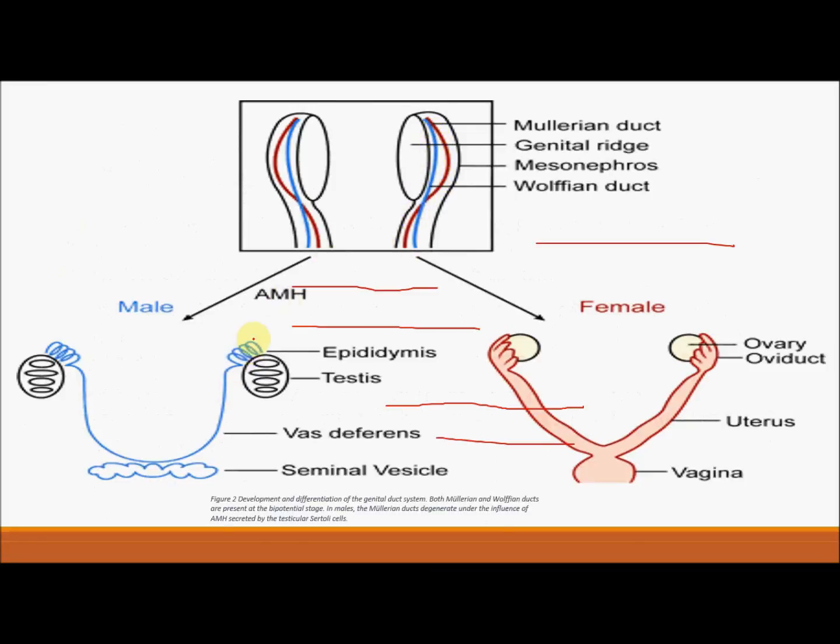When the SRY is expressed, the Wolffian duct stays there and starts to make the epididymis. However, if it's an XX chromosome, the Wolffian duct will be degraded. However, the Mullerian duct will be formed into the uterus, the vagina, and the fallopian duct.